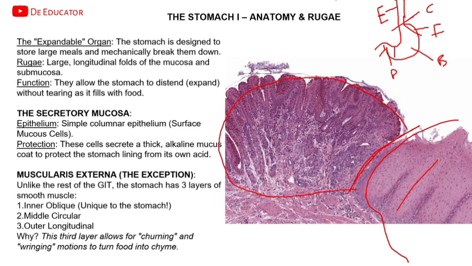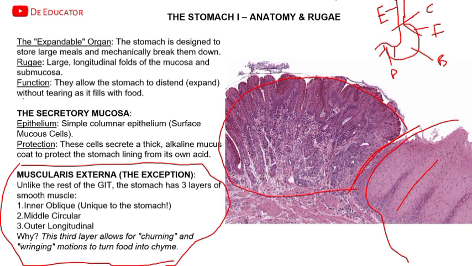You already know the secretory mucosa. We've talked about the secretory mucosa already, so we're not going to waste so much time. So moving to the muscularis externa. The stomach has a different orientation when it comes to the muscularis externa. Remember, we have the inner and the outer layer for the normal muscularis layer.